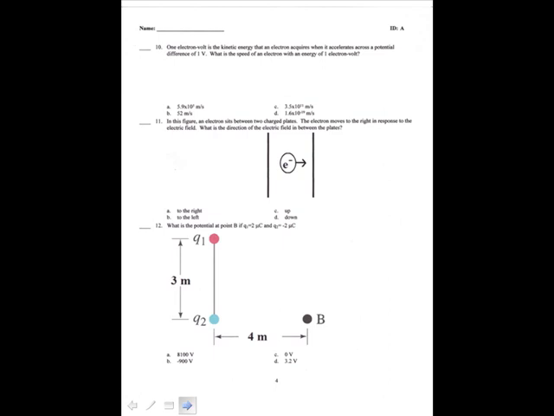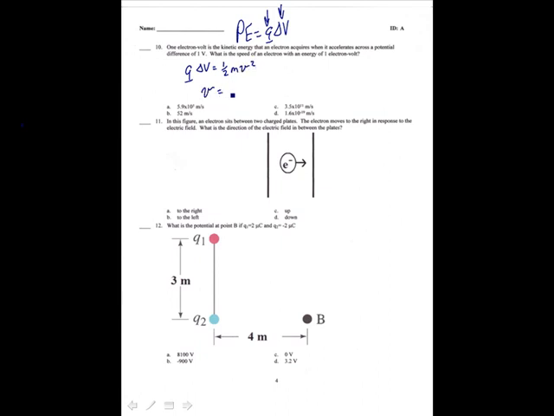1 electron volt is the kinetic energy that an electron requires when it accelerates across a potential difference of 1 volt. Now we said that the potential energy is equal to Q delta V, and in this case we have a charge, an electron, accelerating across a particular potential. So we can set this potential energy equal to its kinetic energy. Before it starts accelerating, it has this potential energy, which is Q times delta V, and then that's all converted to kinetic energy. So Q delta V is equal to 1/2 mass times the speed squared.